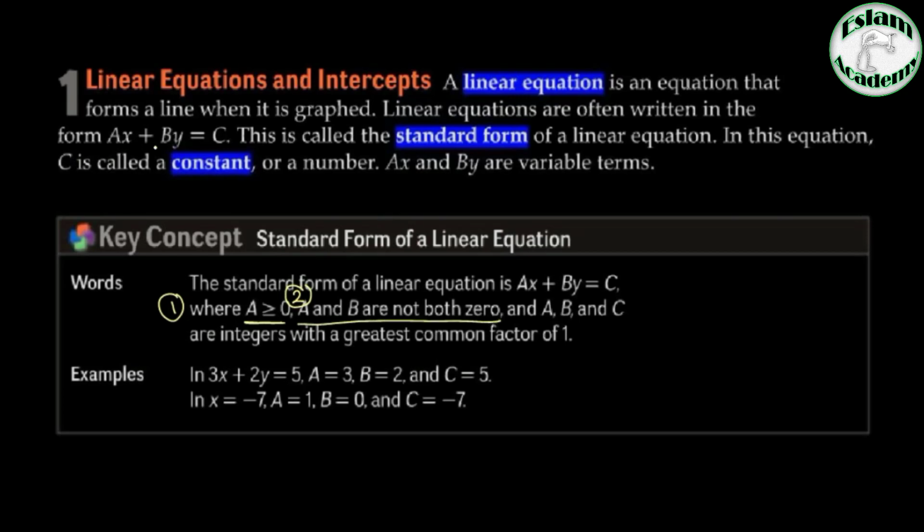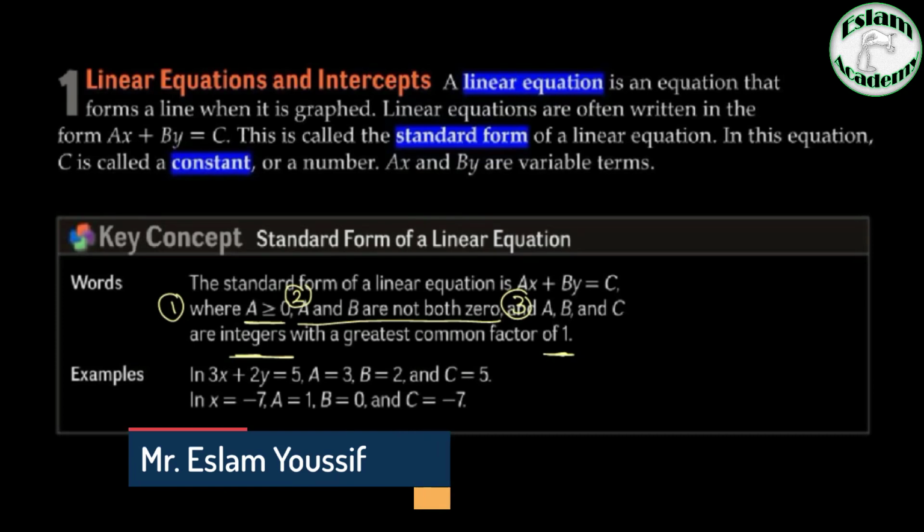You can't have 0x plus 0y. If a equals 0, then b is not equal to 0. If b equals 0, then a is not equal to 0. Number 3: a, b, and c are integer numbers, with the greatest common factor equal to 1. It means it can't be written as a fraction or as a decimal, and the common factor between them must be equal to 1.